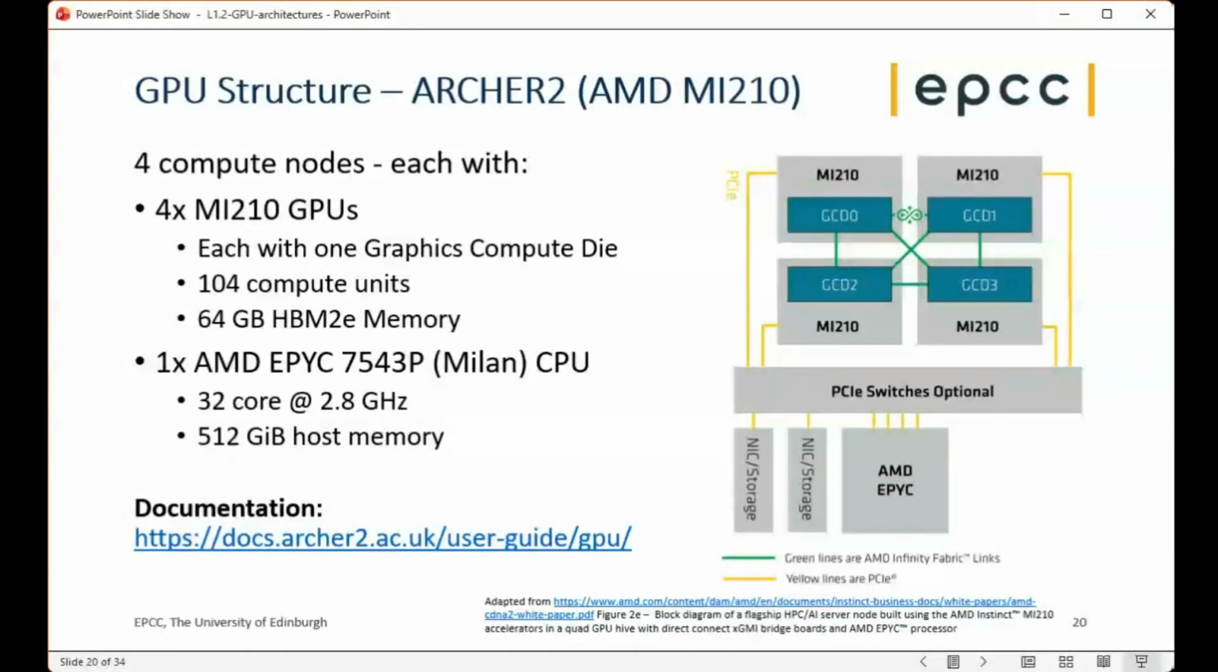As we said, the way that GPUs work is that you have a host CPU controlling the GPU, and on ARCHER2 they are 32 core CPUs. They're more modern than the CPUs on the main compute side of ARCHER2 because they're newer nodes. But they're fairly standard GPUs.